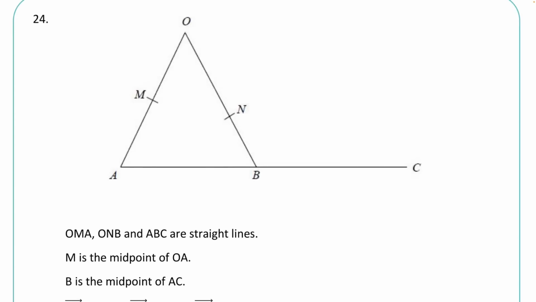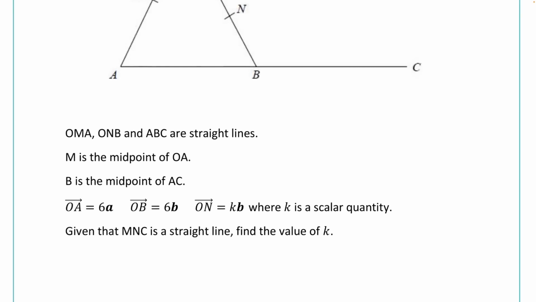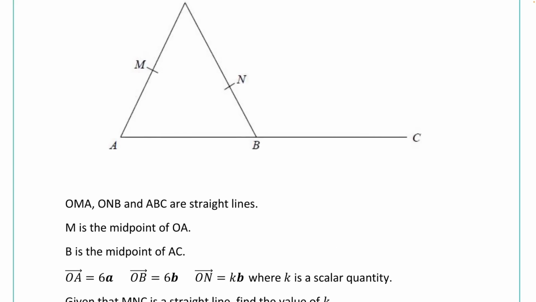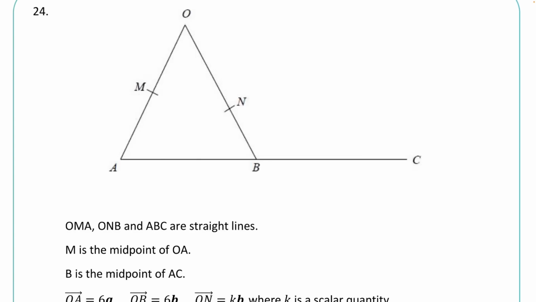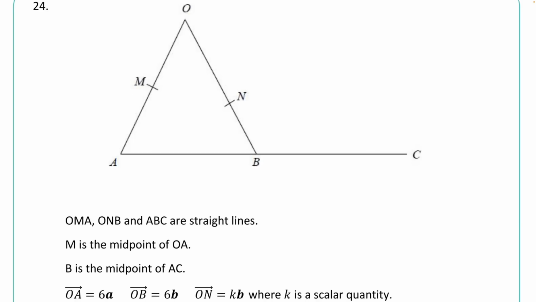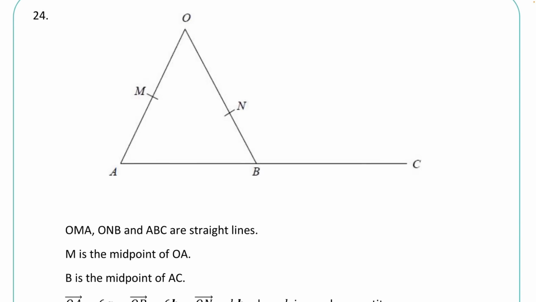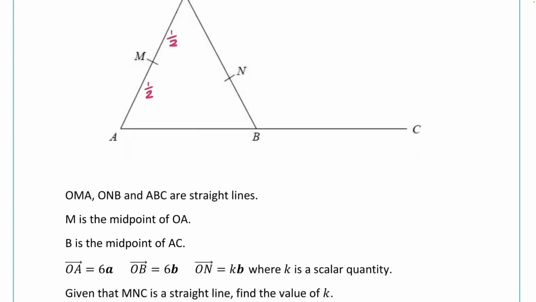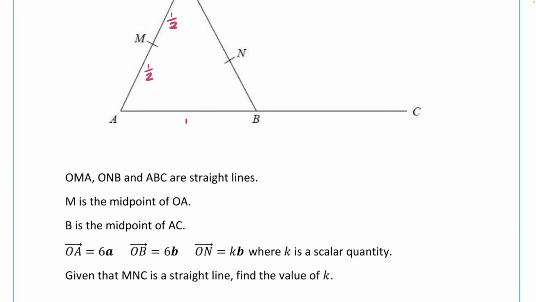So question 24, we have a vector proof. So it says here OMA, ONB and ABC are straight lines. Basically every line that we can see there is a straight line. M is the midpoint of O to A. Well, straight away, I'll label these as 1/2. B is the midpoint of A to C. Okay, so this is halfway as well.